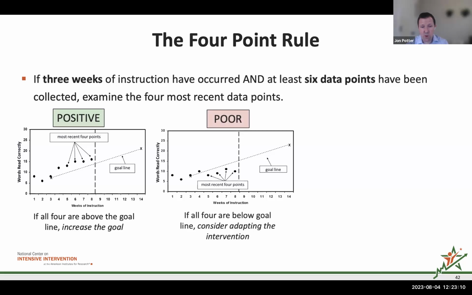If we see that the last 4 points are all below the goal line, we would want to consider adapting the intervention or changing and intensifying, because 4 points below the aim line indicate that this student is not on track, and we don't want to continue to do what we're doing.